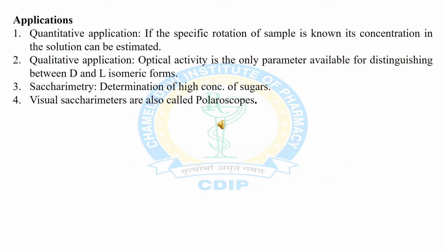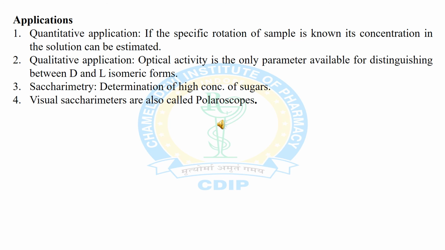The next is the application of optical rotation. First is the quantitative application, that is, the specific angle of rotation can be used for the determination of concentration of the sample in the solution. The second application is the qualitative application, that is, optical activity is the only parameter available for distinguishing between the D and L forms of the isomers.